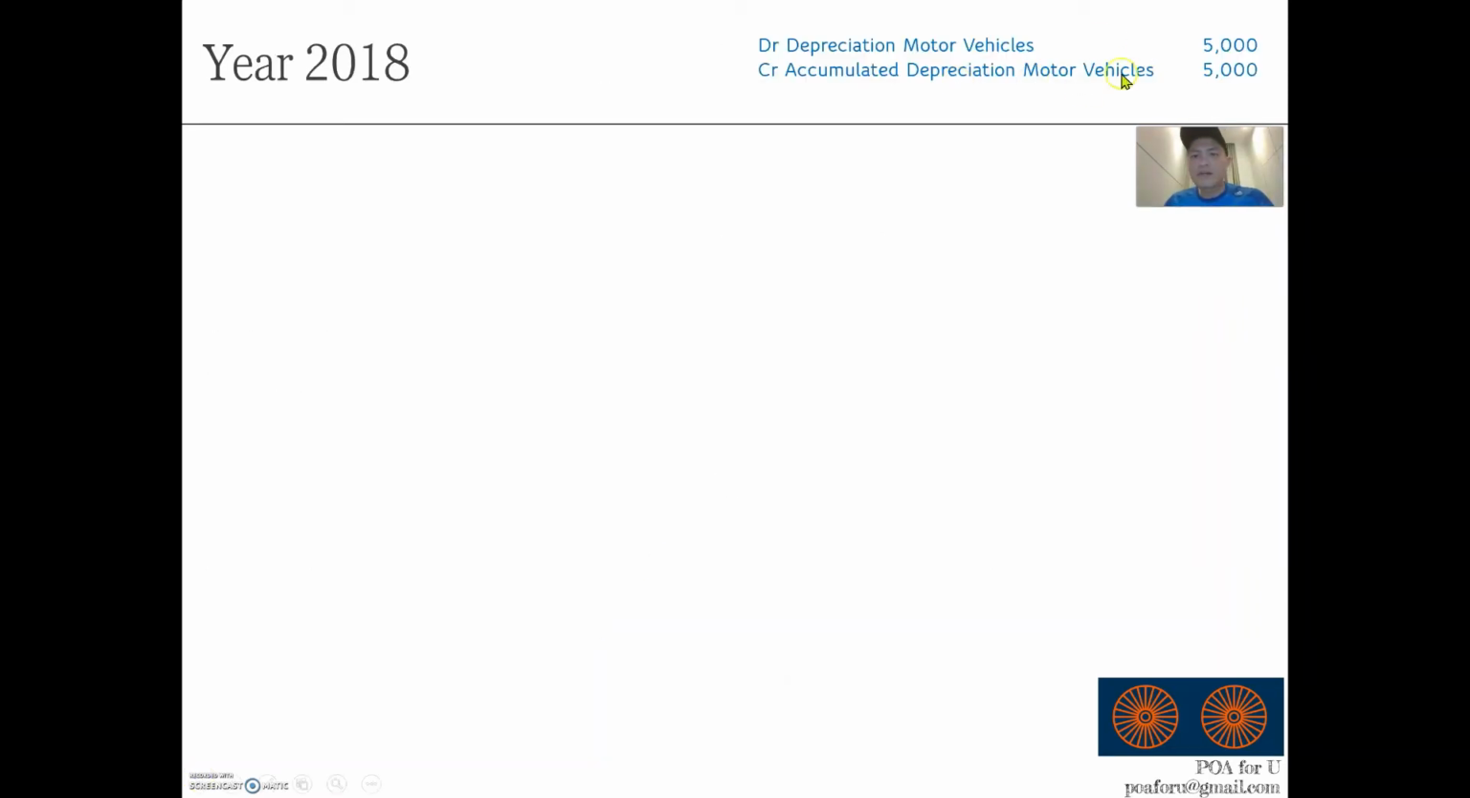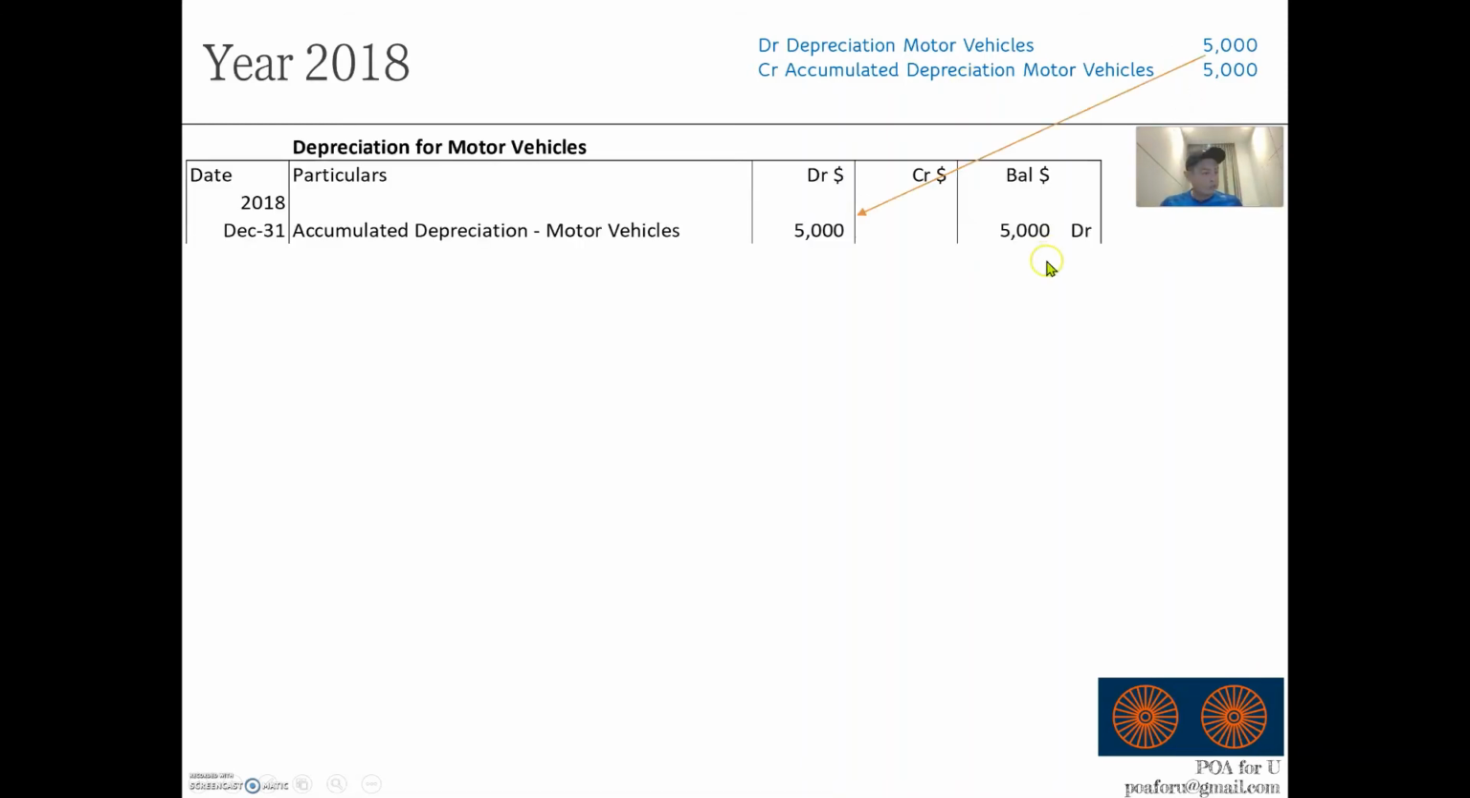Okay, so with the base journal entry of debit depreciation, credit accumulated depreciation to account for any depreciation charge for the year, let's see how these would go into the ledger accounts respectively. Depreciation for motor vehicle account, right? The format is standard: date, particulars, debit, credit, balance. Since you're debiting the depreciation for motor vehicle account, on the debit side you will see this 5,000 coming in here.